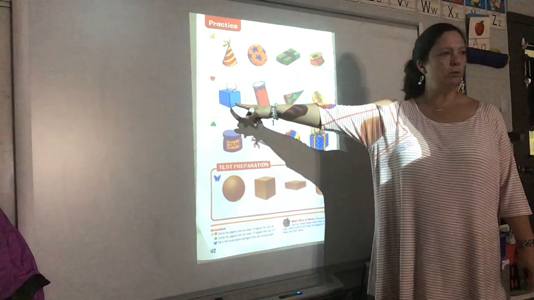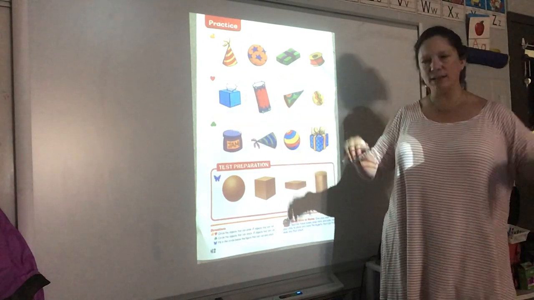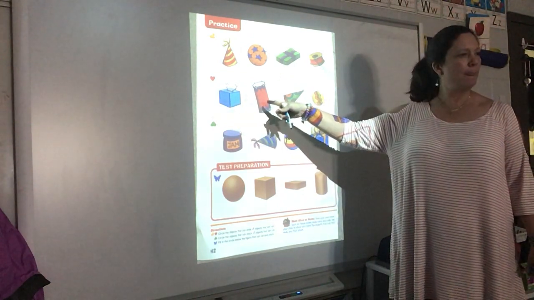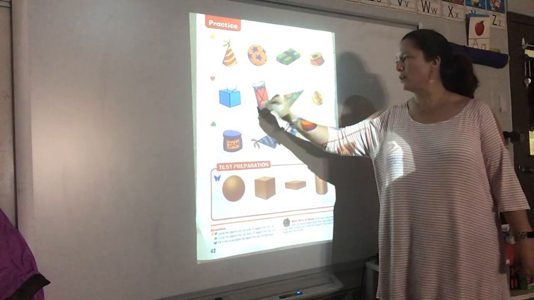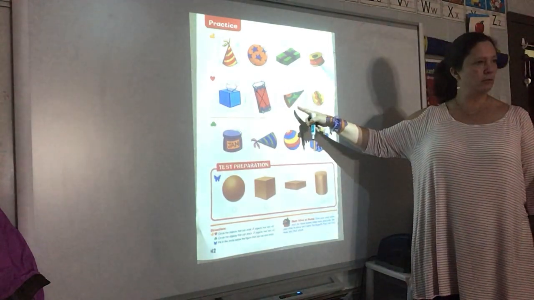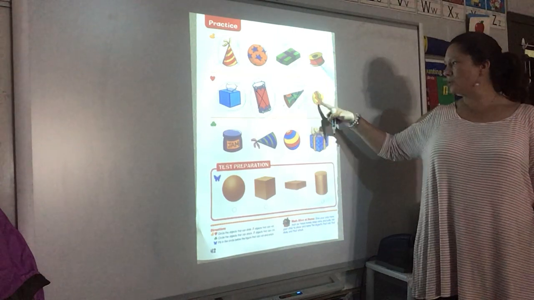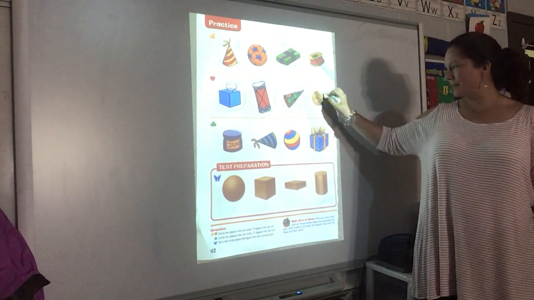Now we're going to put an X on the ones that roll. Zoe, can this one roll? Nope, so we're not going to do an X to it. Can this one roll, Zoe? Yes. Yes, it can, so put an X on it. Can this one roll? Yes, it can. Can this one roll? Yes, it can. Good job.